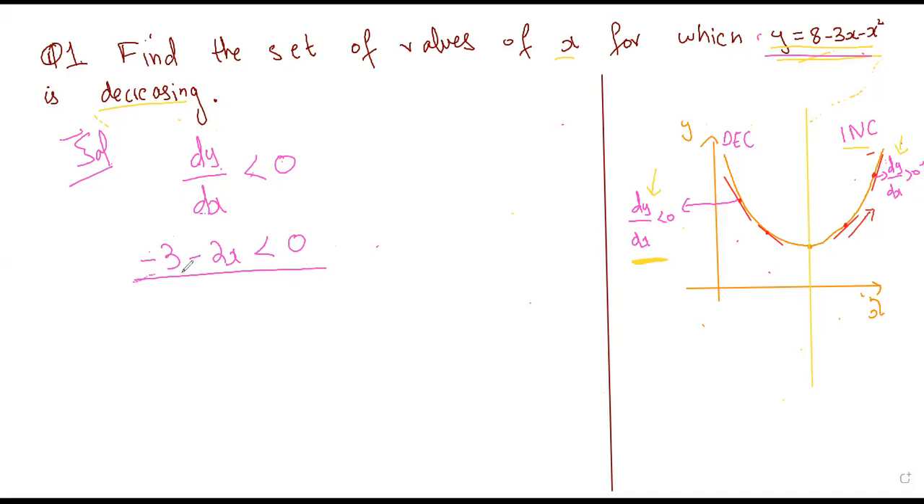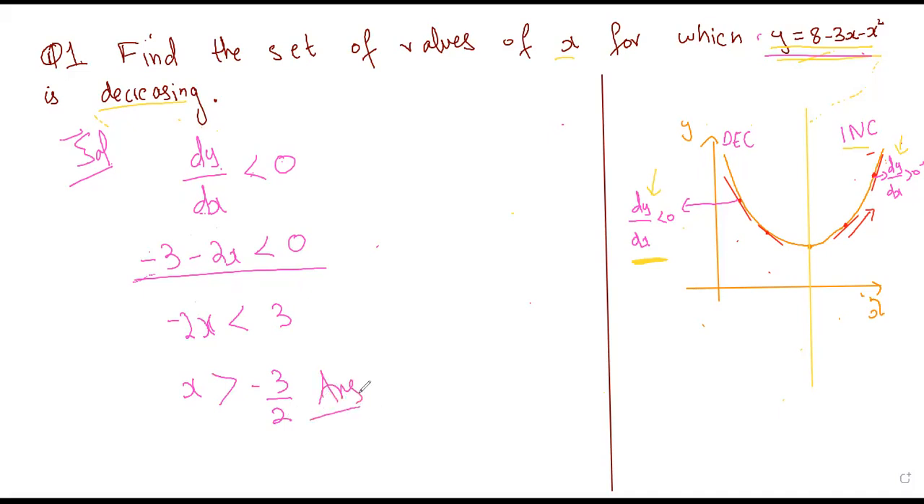We'll make x the subject. I'll take minus 3 to the other side, so it would be minus 2x less than 3. And then x, yes, what is going to happen now? I am going to divide by minus 2 on the other side, so the inequality sign would change, and this is going to be x greater than minus 3 by 2. So this is the answer.